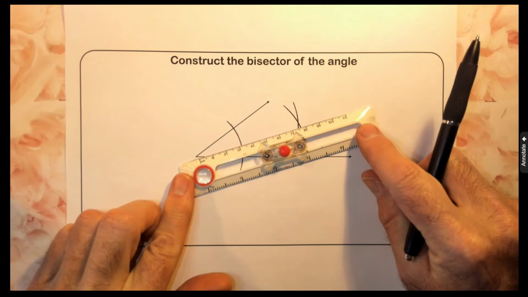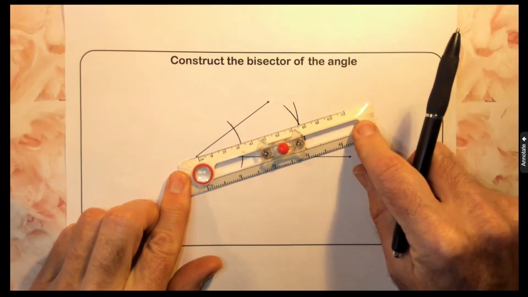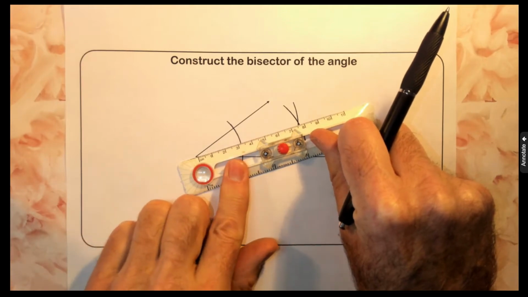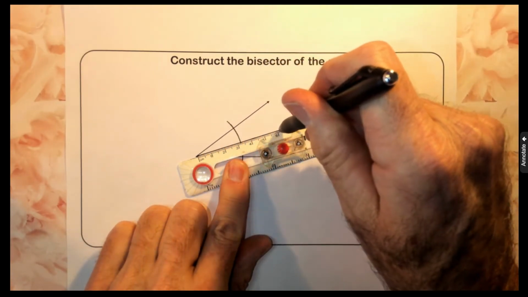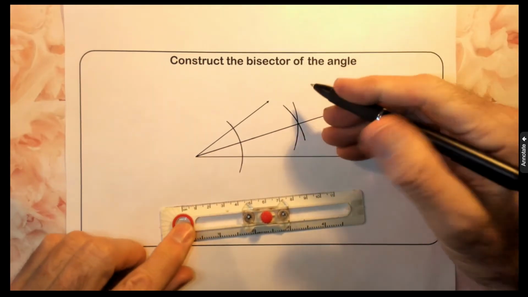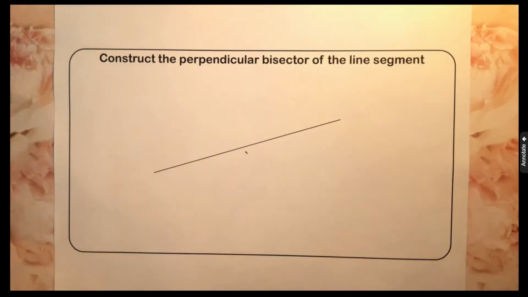Now our mathematician is aligning his straight edge. It's aligned with the vertex and right through the point of intersection where the X was made. He's drawing a ray, and yes, that ray does cut the angle exactly in half. That is our angle bisector. We are now looking at 2 congruent angles.